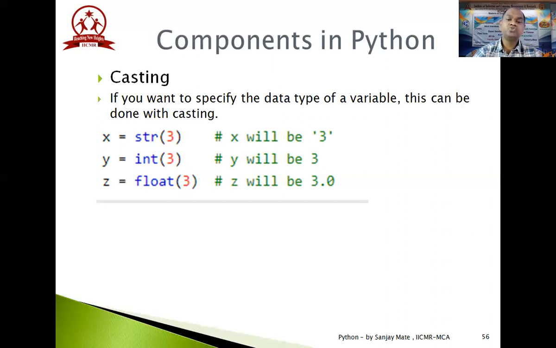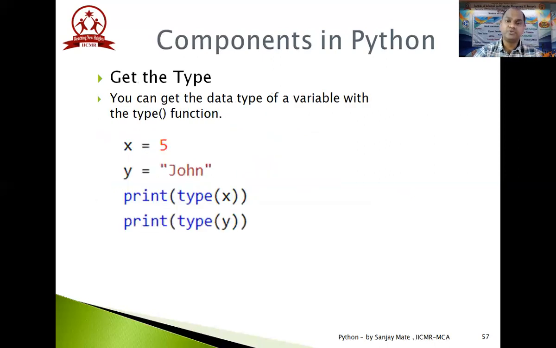Now here I want to store the float value 3.0 in z. If you write z is equal to 3 only, it will store an integer. But I want to store the float value 3.0. Either you can write z is equal to 3.0 or write float in brackets with 3. And you can get the type of that data type also.